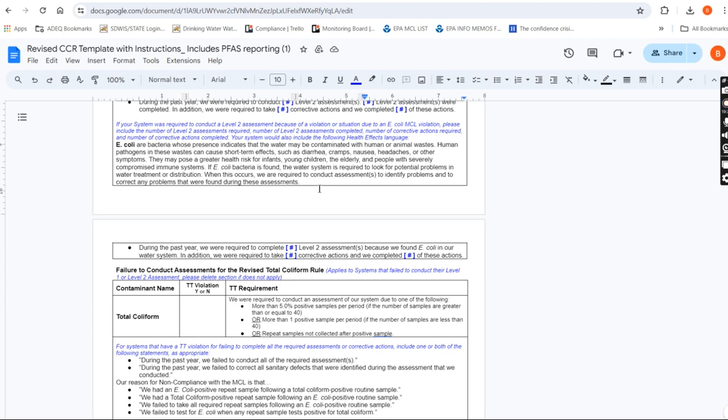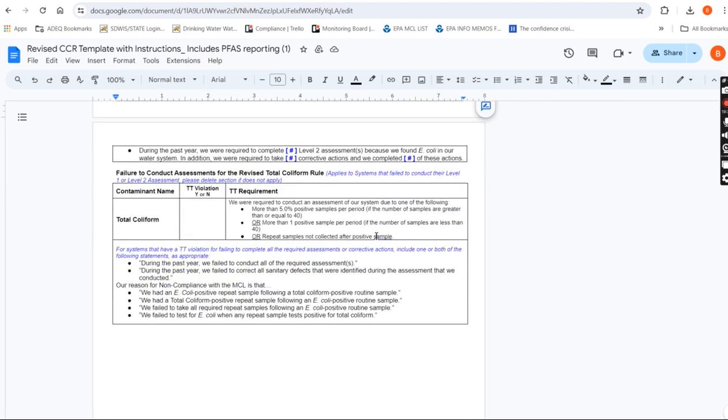If your system had to complete an assessment due to E. coli, you also need to include this health effects language about E. coli. If you failed to conduct any assessments that were due, you need to report that as a treatment technique violation and explain what happened.